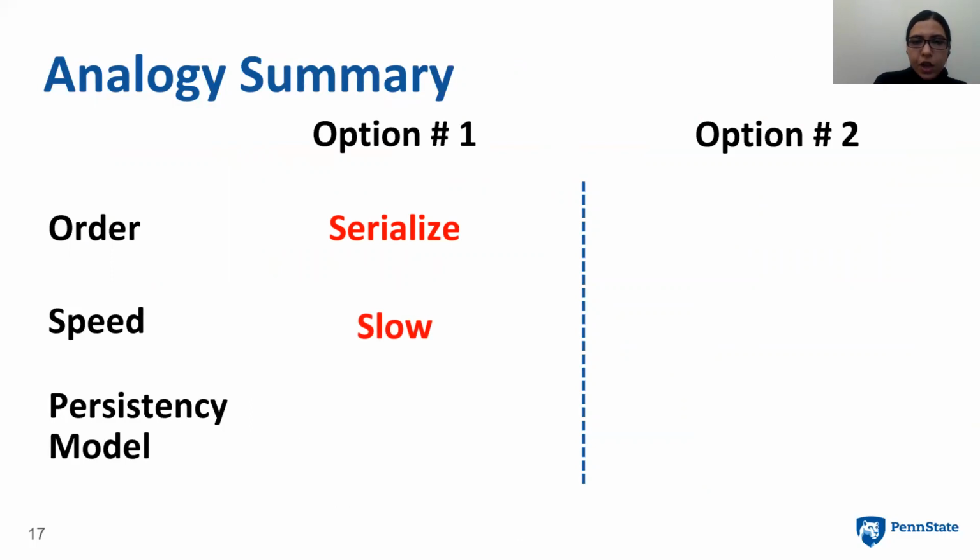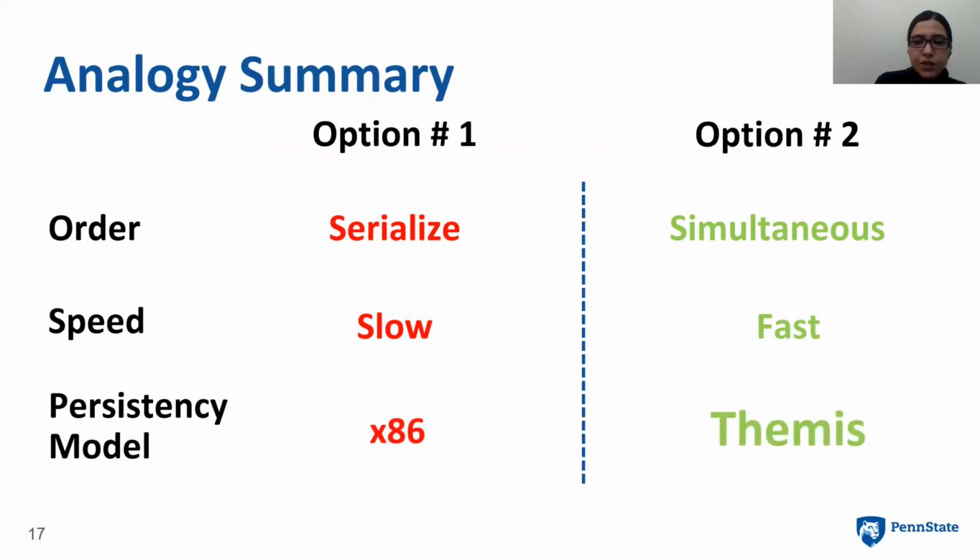In comparison, option 2 lets Alice and Bob start their journey simultaneously and is faster than option 1. We highlight that the x86 memory persistency model provides ordering primitives that can only make option 1 possible. As a result, we propose Themis, which is an x86 extension that can offer ordering similar to option 2.